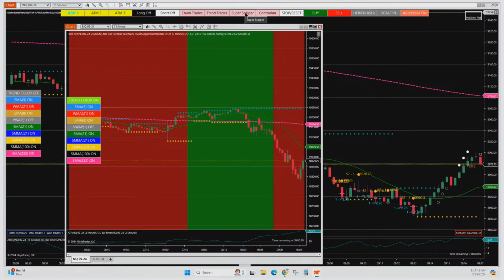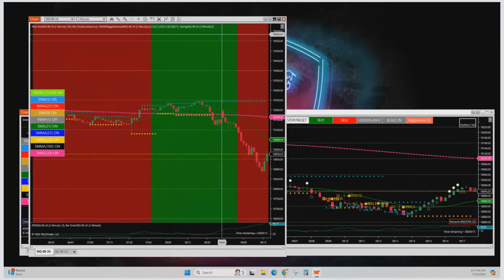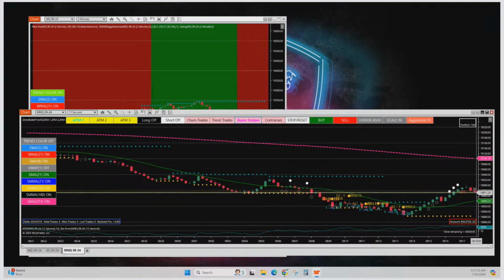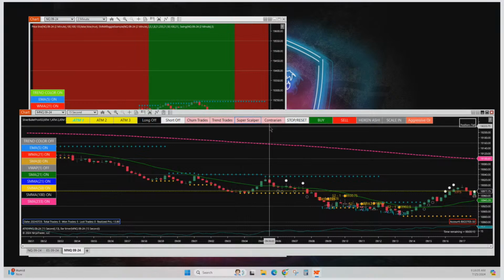It's a good super scalper kind of situation here. I can turn super scalper on, and I could find a trade here. But let me not confuse those who are new with too many strategies. We'll stick to default or contrarian only.